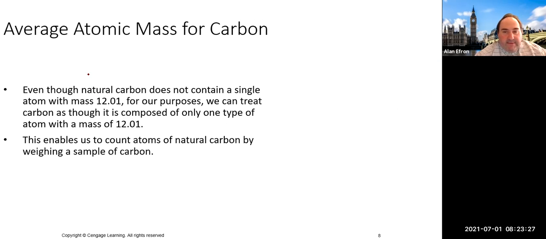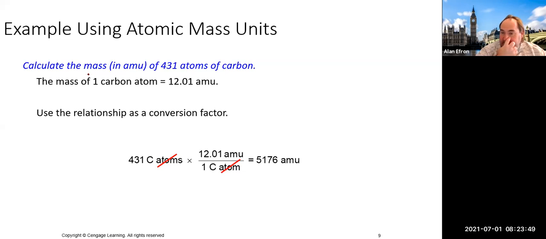So as I mentioned before, and as we just saw there again, even though naturally carbon does not contain an atom with a mass of 12.01, we do use that number as our mass of carbon, and it enables us to weigh these guys. We can use AMU in some calculations from the periodic table, and I'll be honest with you, we probably don't use it all that much in calculations, but it's a good thing to realize, and you know that you could do it as a conversion factor.